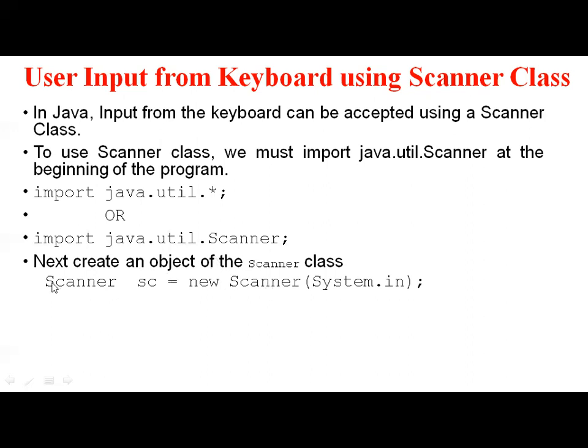The statement to be written is Scanner. Scanner is a class name, that's why it should begin with a capital letter. Scanner space sc. sc is nothing but the object name, a user defined name. This is equal to new. We create objects by using this keyword new, then Scanner, and within the parenthesis give System.in.